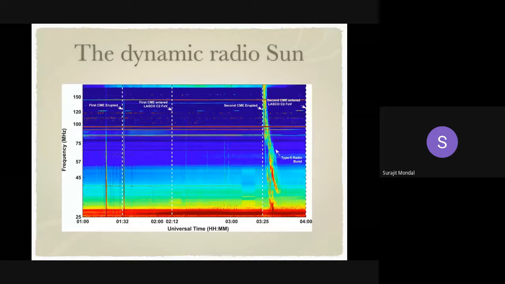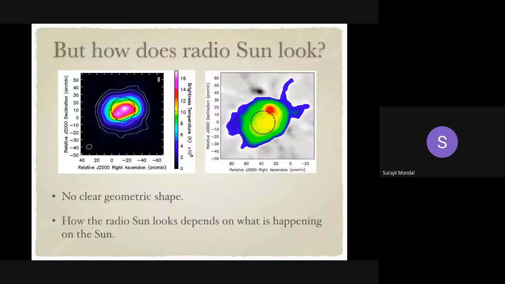Now, let's see what the radio sun actually looks like. This is the radio sun on 2 different days. The black dashed line shows the optical disk of the sun. The optical disk, I mean the sun which you will see in the optical band.